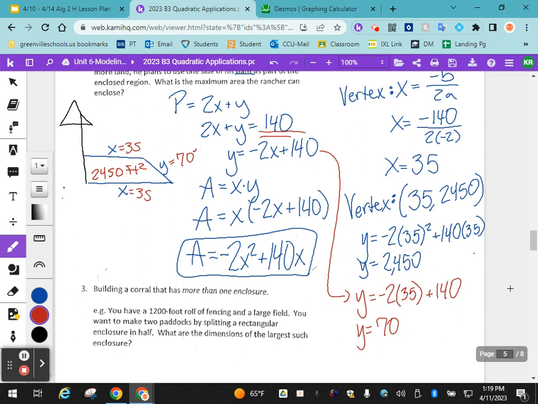Oh, yeah, I see it. So the maximum area is 2,450 feet squared. The dimensions, which I didn't even ask for this time, are 35 by 70. So we wouldn't even have to find the y, not this question. But most of the time I'll ask for it, so it's not bad to practice.